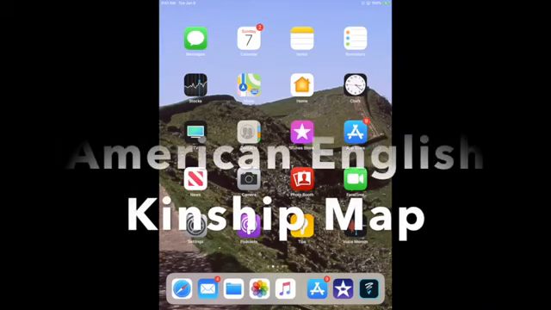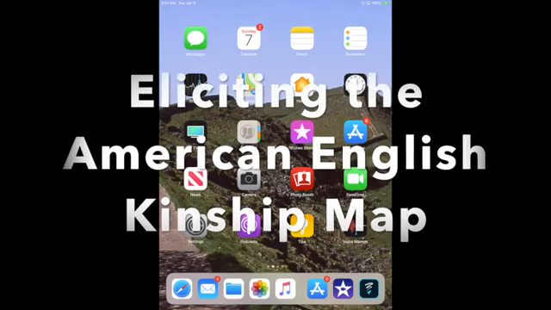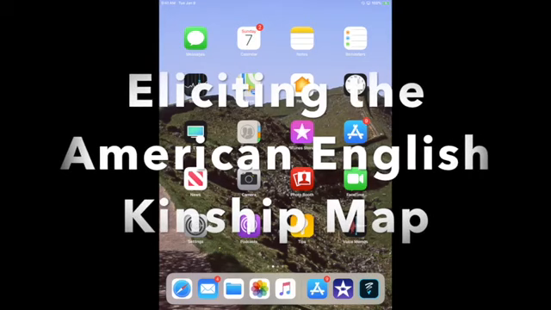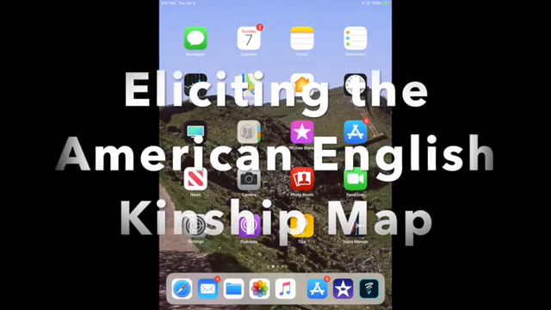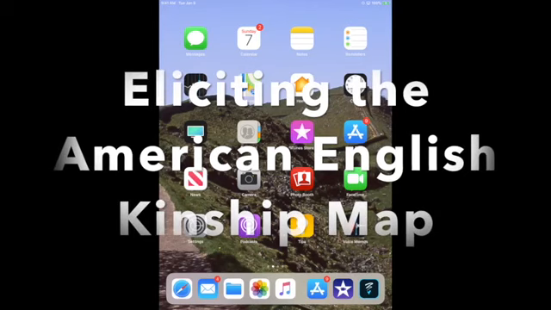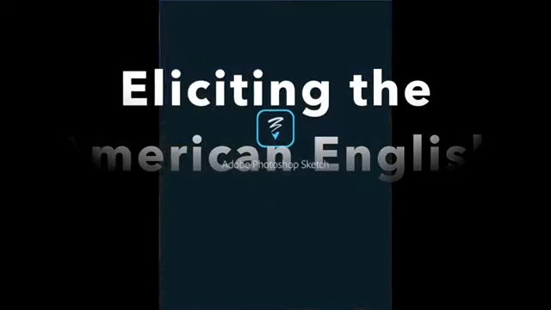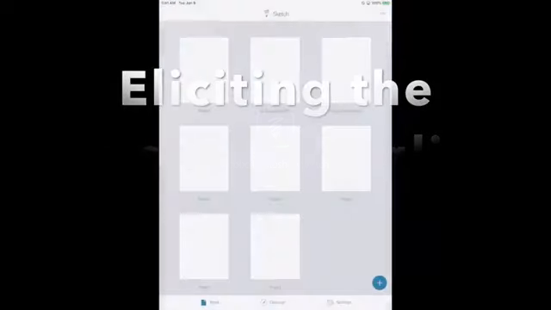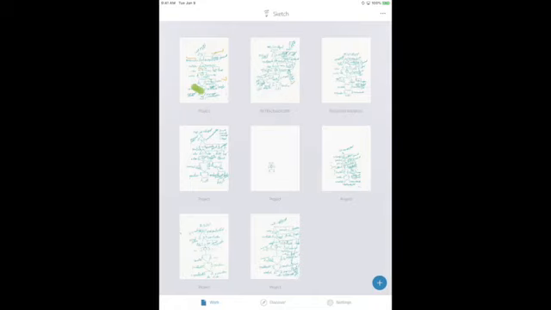Okay, I am going to demonstrate making an American English kinship map using QuickTime Player, a drawing on an iPad. I'm using Adobe Photoshop Sketch as the software for making the drawing.